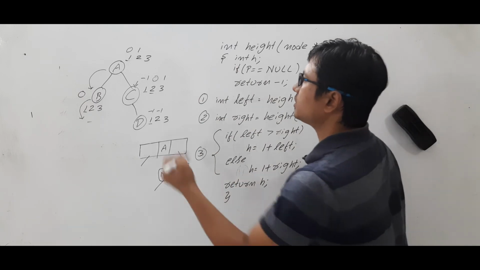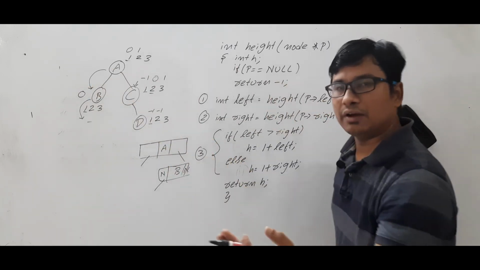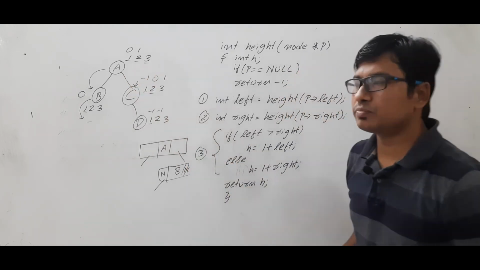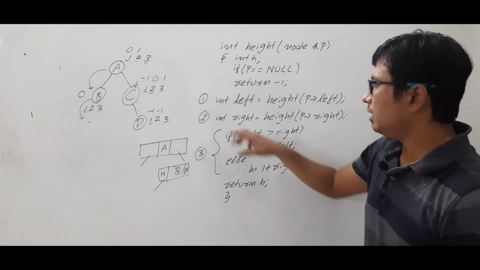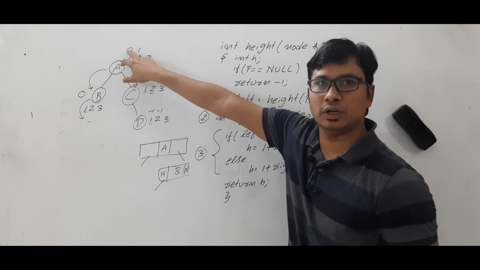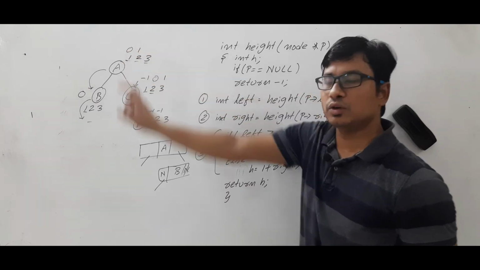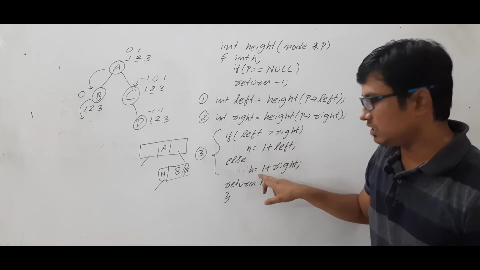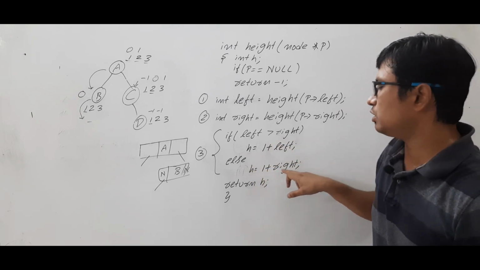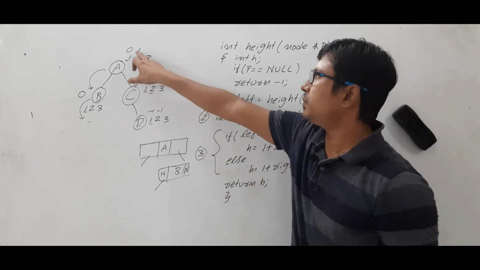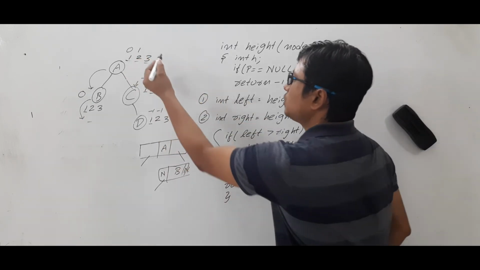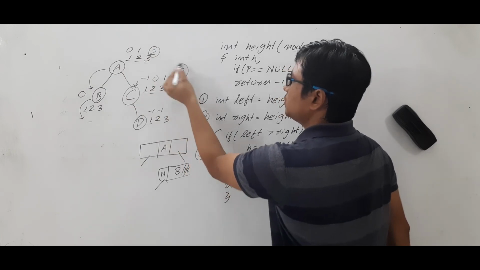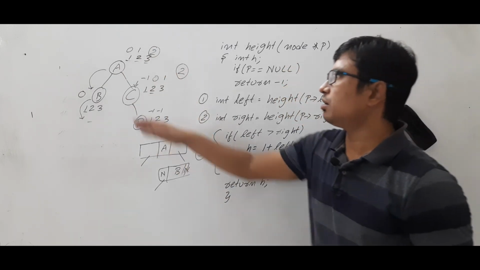Now you executed step 1 already. You traverse the left. Now you traverse the right. Now you need to execute step 3 at the node A. Now again check. Left is equal to 0. Right is equal to 1. Again this condition will not be satisfied. This condition will be satisfied. So h is equal to 1 plus right. 1 plus 1 which is equal to 2. So finally this function will return the value as 2 which is equal to the height of the binary tree.